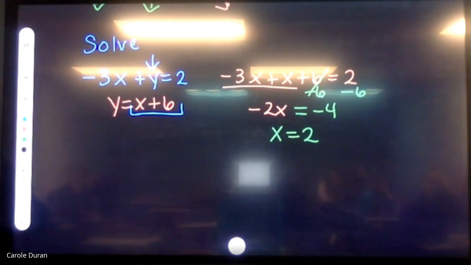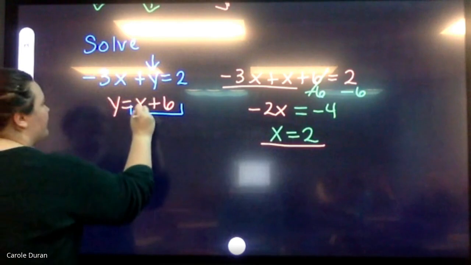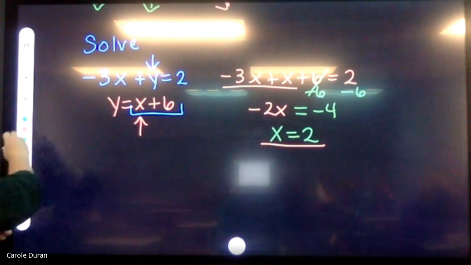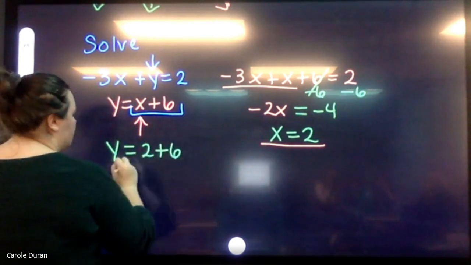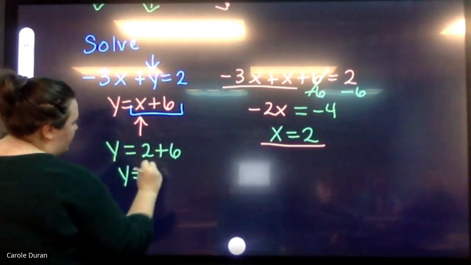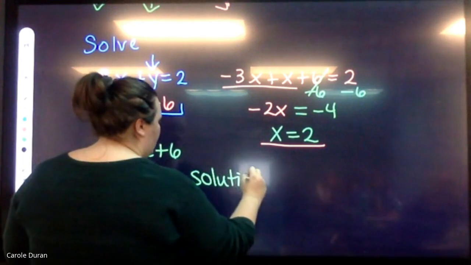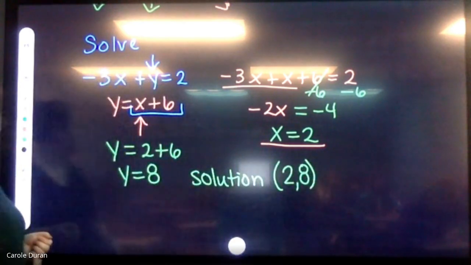The y coordinate. So now I need to take this x equals 2, and I need to plug the x into that second equation I had where y is already by itself, and I need to solve for y. So when I do, I get y equals 2 plus 6, which equals 8. So my solution is the point 2, 8.